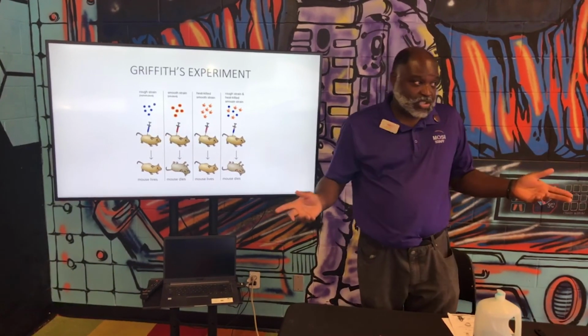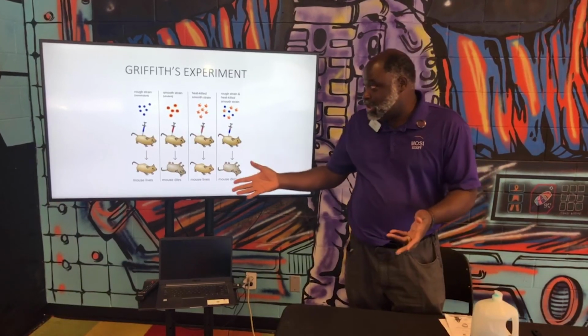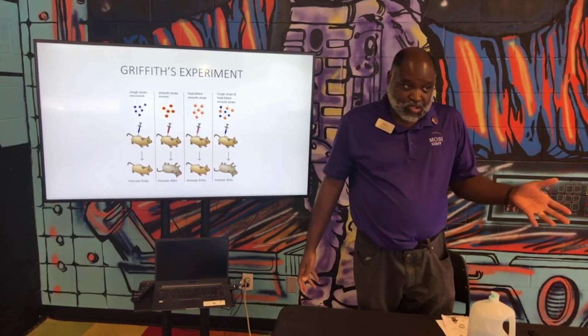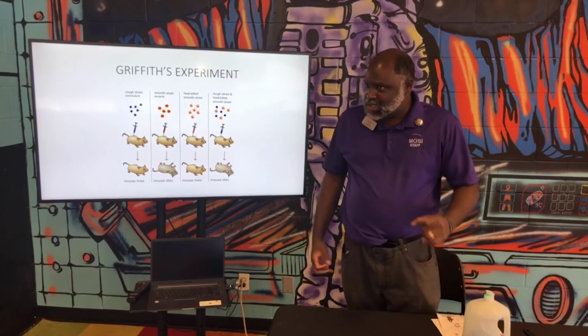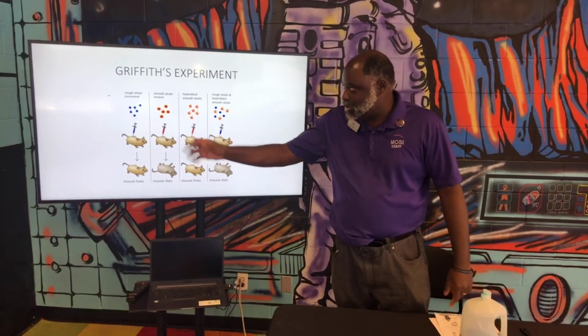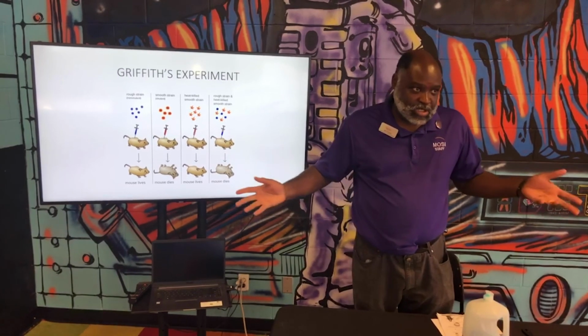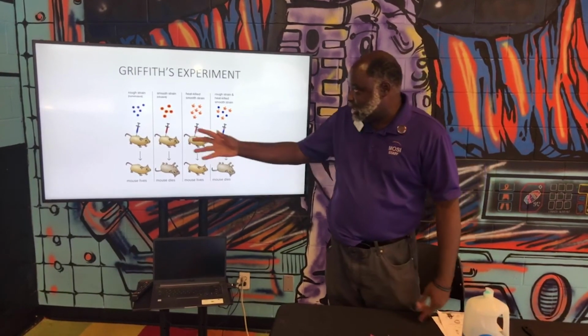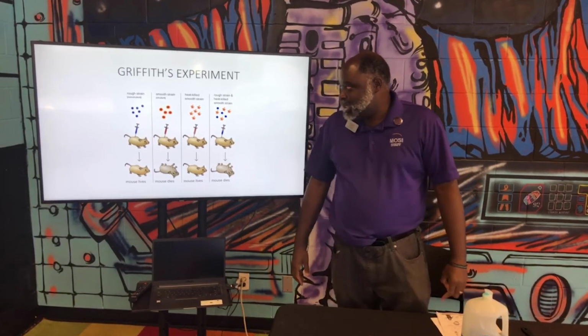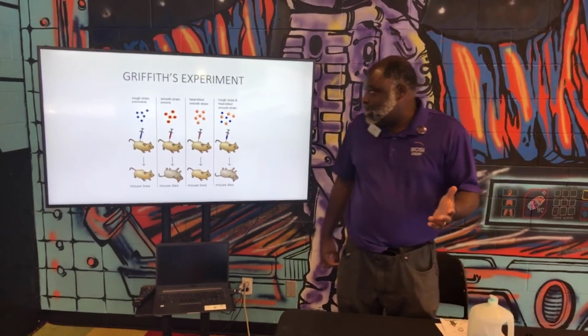He had two different strains. He had an R strain because when he looked at that pneumonia strain, he said it looked kind of rough. So he had a rough strain, and then he also had a smooth strain because, again, when he looked at it under the microscope, he said, oh, that looks rather smooth.